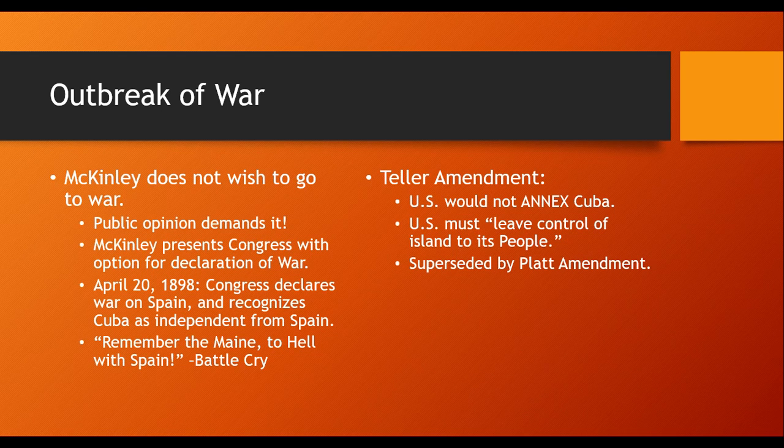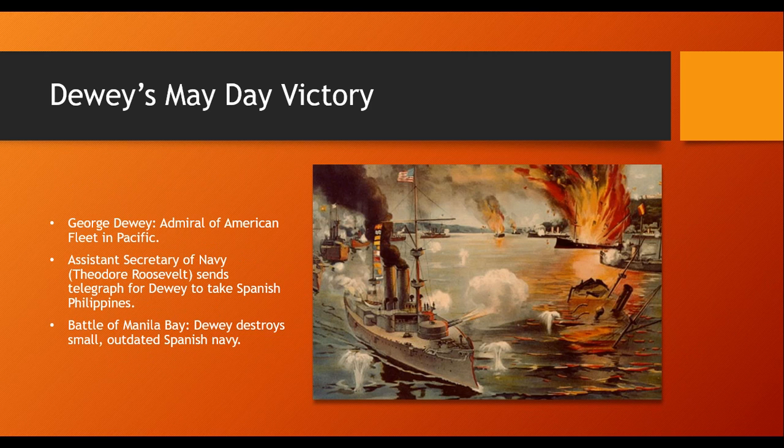So on April 20th, 1898, he will issue this, and Congress will pass a very quick resolution to declare war on Spain. But they will attach an amendment, an addendum to it called the Teller Amendment. The Teller Amendment states that we will go to war with Spain, but at the conclusion of this war, Cuba will not be annexed by the United States. Cuba will be left to the control of its people, meaning that they'll set up a government once this is all done. We will talk about the Platt Amendment, which will come into play after the war. And with that, we are formally at war.